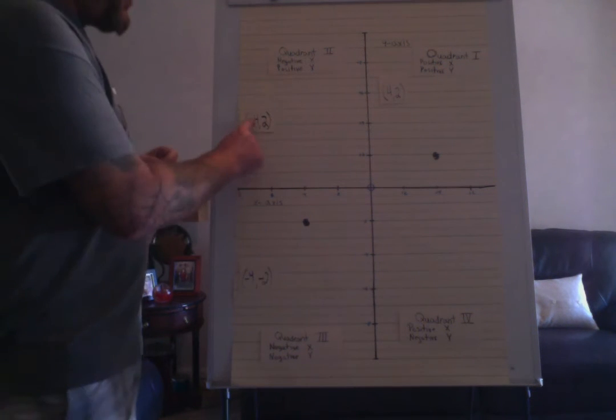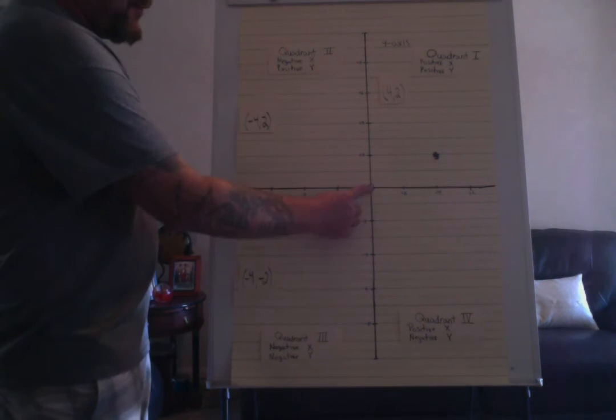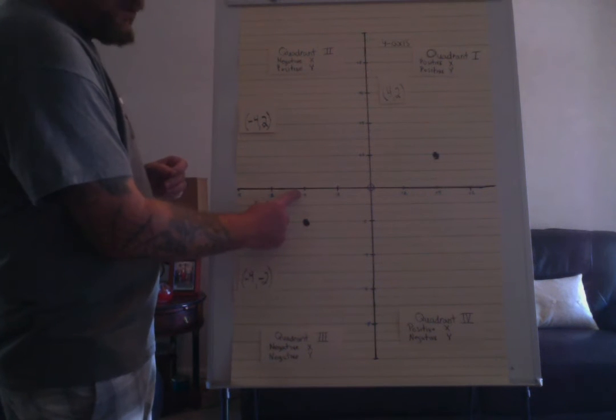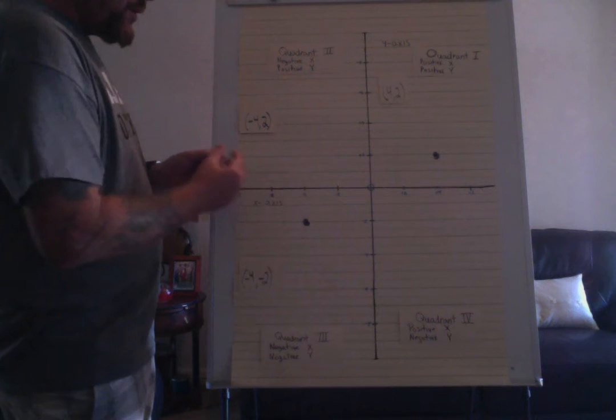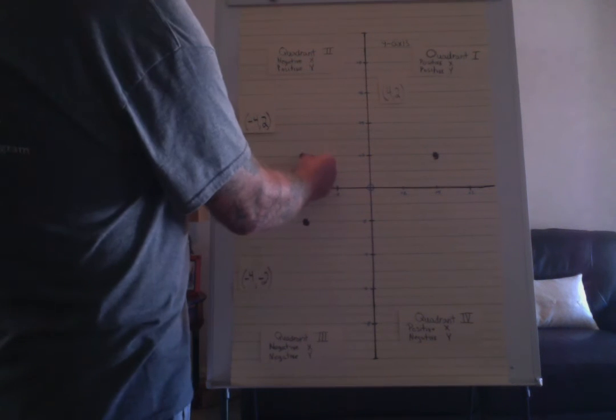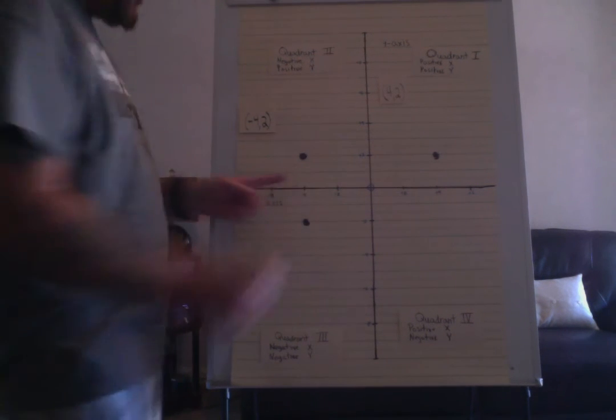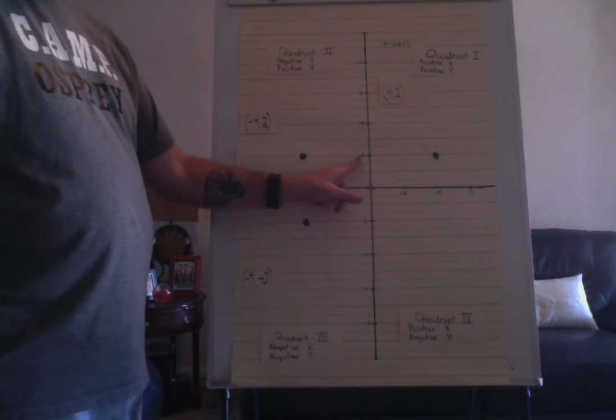So we're going to take our x value, which is -4, and our y value of +2, which is right there. So we go up and place our dot on -4, +2.